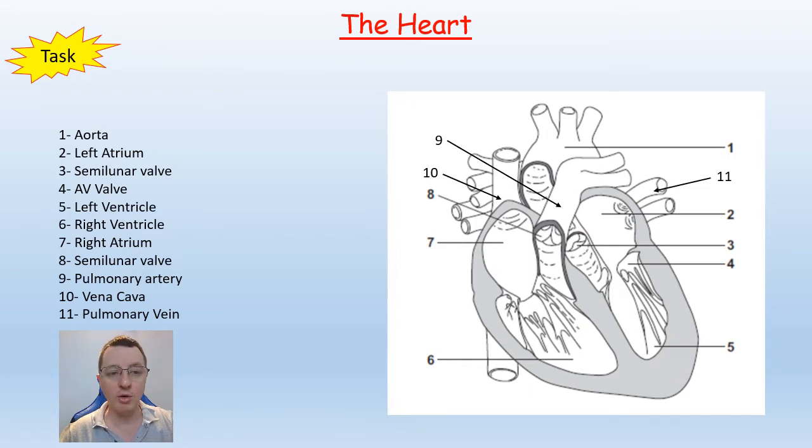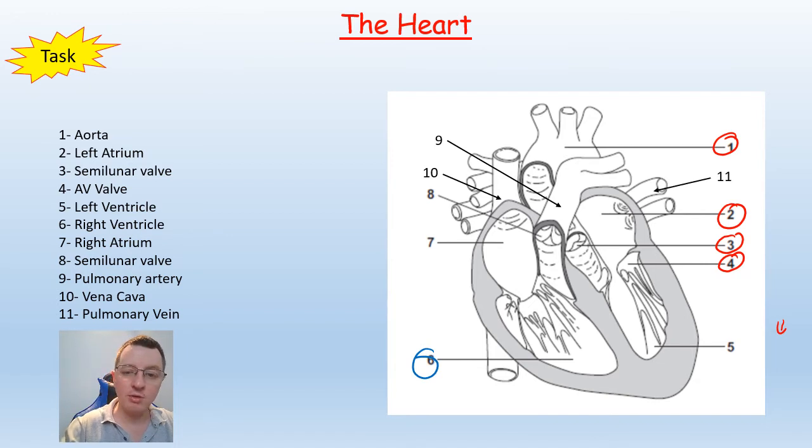Number 1 is the aorta. Number 2 is the left atrium. Number 3, guarding the entrance to the aorta, is the semilunar valve. Number 4 is the AV valve, the atrioventricular valve. Number 5 is the left ventricle, down here. Number 6 is the right ventricle carrying the deoxygenated blood. Number 7, the right atrium. Number 8 is the other semilunar valve. Number 9 is the pulmonary artery.